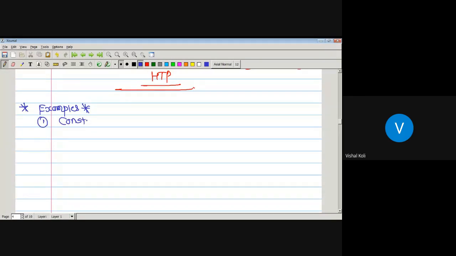Construct the index table for modulo 18. Okay, so here we have to construct the index table for modulo 18. See its solution.